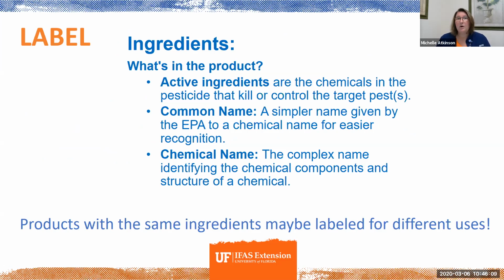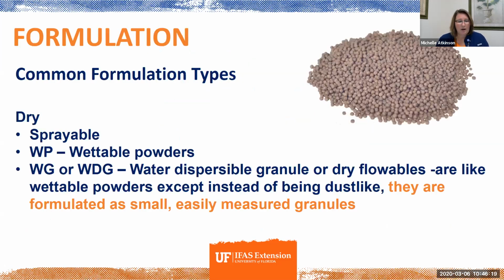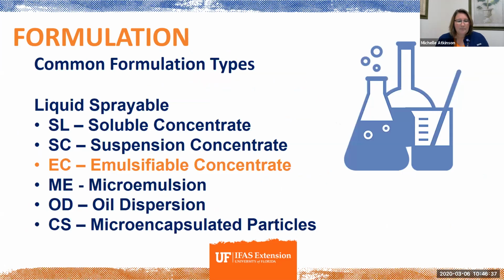Remember that the same active ingredient in different labels may not be applied to the same place. So for example, Roundup on land, Rodeo in the water. They both have glyphosate as the active ingredient, but they're not labeled for the same area because of their inert ingredients. Remember that wettable powders can dust up, and the wettable granules, or dry flowables as we call them, are easier to measure and they don't dust up, so they're easier to mix too.